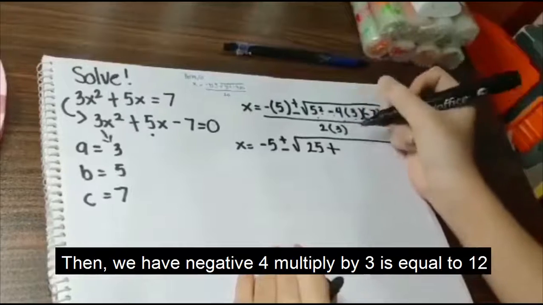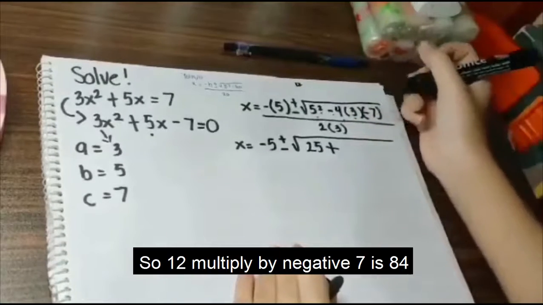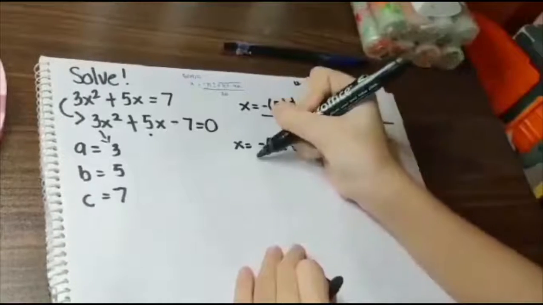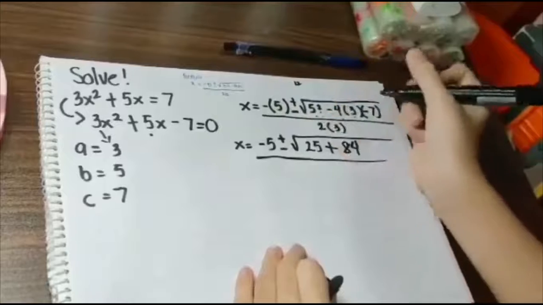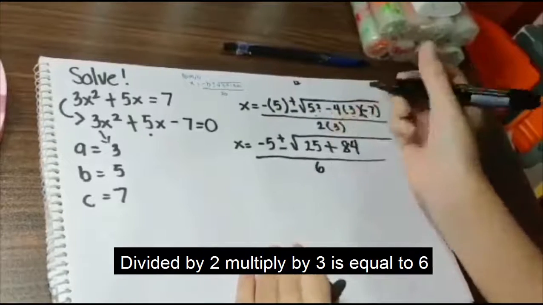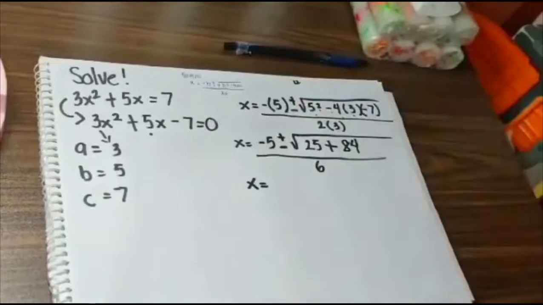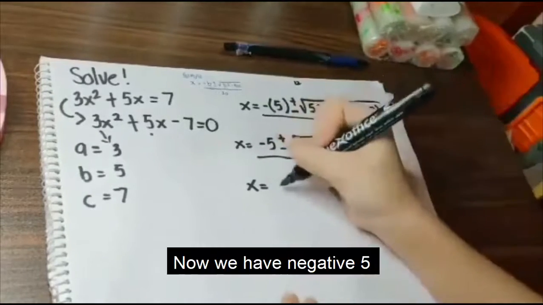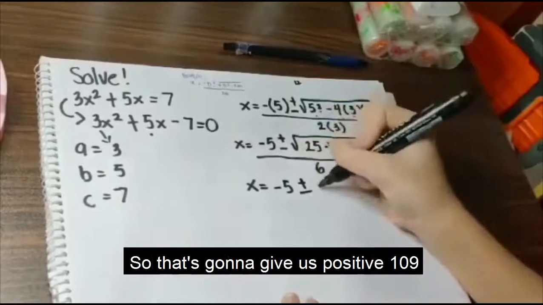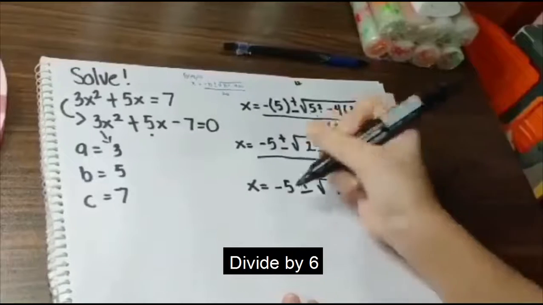Then we have negative 4 times 3, which is equal to 12. So 12 times negative 7 is negative 84. Divided by 2 times 3, which is equal to 6. Now we have negative 5 plus or minus the square root of 25 plus 84, so that's going to give us positive 109, divided by 6.